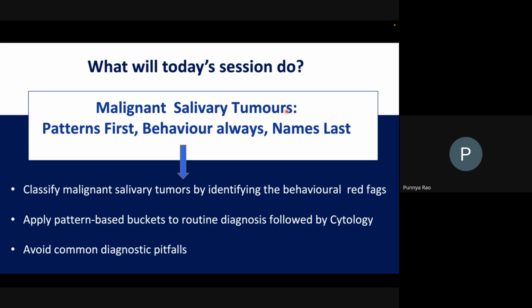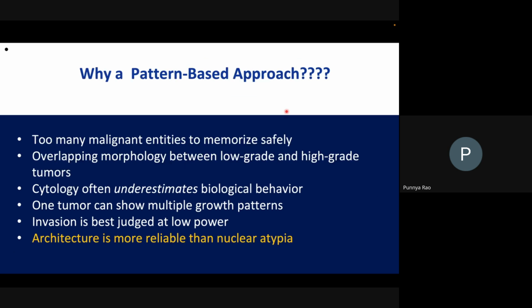So what will today's session do? We are going to cover malignant salivary gland tumors: patterns first, behavior always, and names last. We are going to classify malignant salivary gland tumors by identifying the behavioral red flags, apply the pattern-based buckets as we did for benign ones to routine diagnosis, then go for the cytological assessment, and avoid common diagnostic pitfalls.